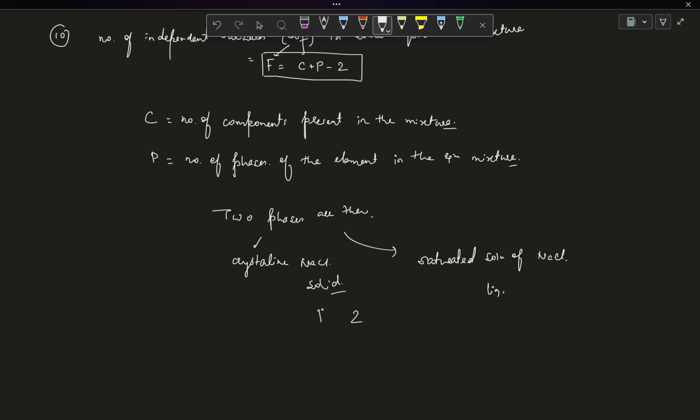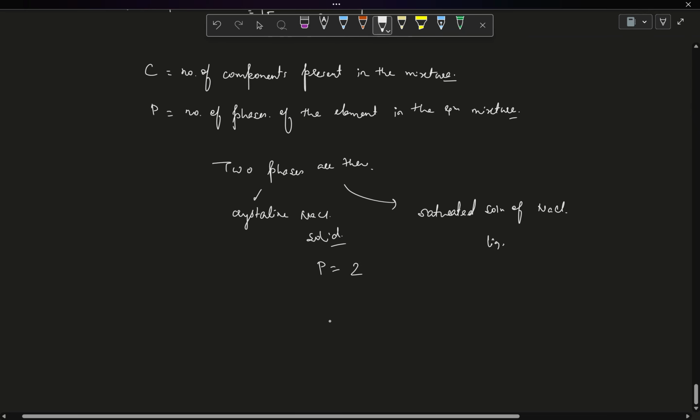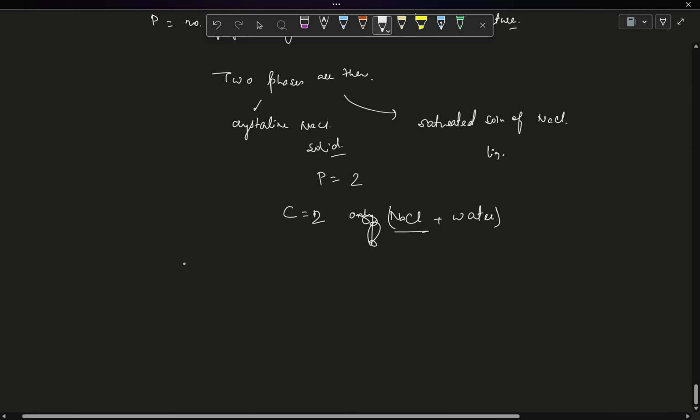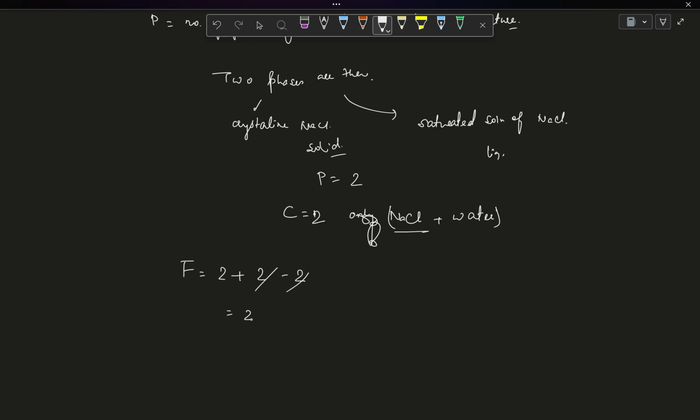So the phase number is 2, and number of components is 1 only, because only NaCl, sorry, number of components is 2, because obviously to make a solution you have to take both NaCl and water. NaCl plus water is making the whole solution, so there are 2 components. So then what is your F? F is C plus P minus 2, where C is 2 and P is 2. So this 2 and 2 cancel out, F is 2.